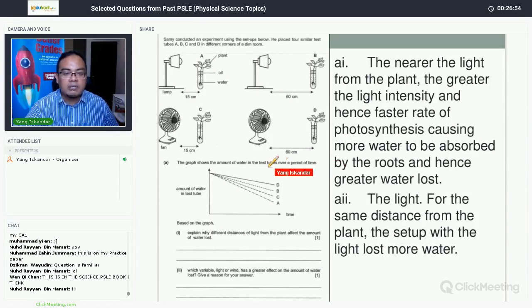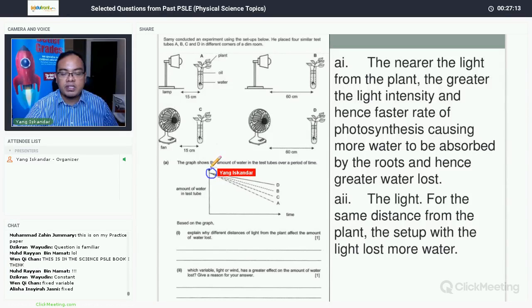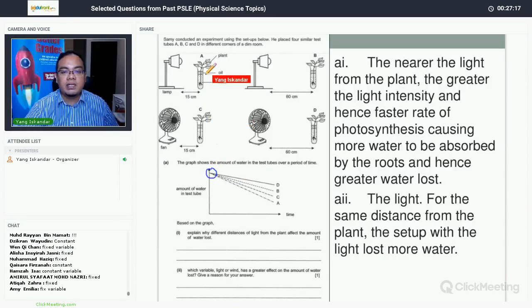So the graph shows the amount of water in the test tube over a period of time. You notice that at the start of the experiment, the amount of water is the same. What variable do you call this? This is the fixed variable, because at the start of the experiment, the amount of water has to be kept the same to ensure a fair test before you can compare.